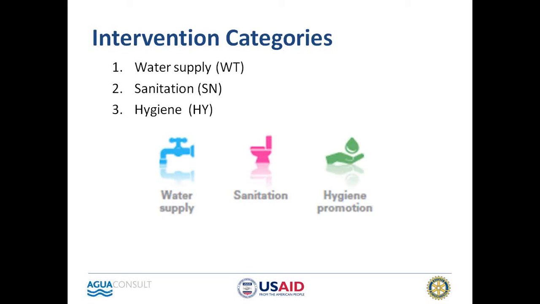So the first component is the intervention category. The two letters that are used are WT for water, SN for sanitation, and HY for hygiene. And these have the following icons on the PDF, and then are also color coordinated on the PDF.